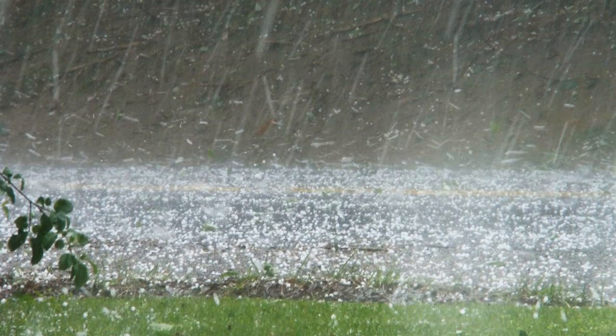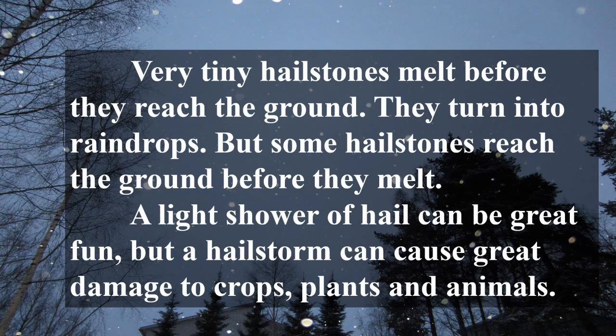Now we will move towards our next paragraph, so listen very carefully. Very tiny hailstones melt before they reach the ground. They turn into raindrops, but some hailstones reach the ground before they melt. A light shower of hail can be great fun, but a hailstorm can cause great damage to crops, plants, and animals.